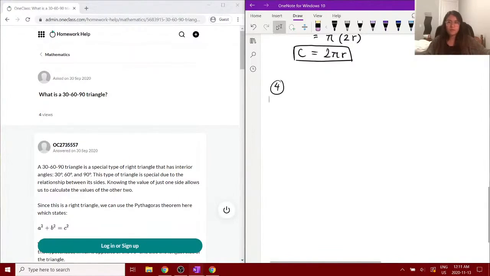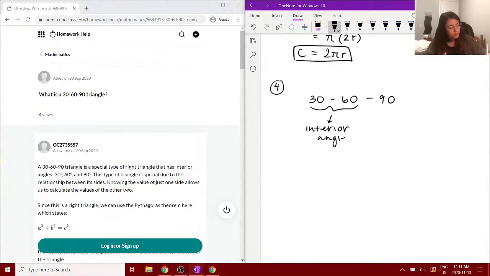Question number 4 is asking what is a 30, 60, 90 triangle? Okay, so this 30, 60, and 90 represent degrees. So if we have 30, 60, and 90, we have the 30 and 60 as interior angles. Well, they're all interior angles, I guess I should say, of a triangle.